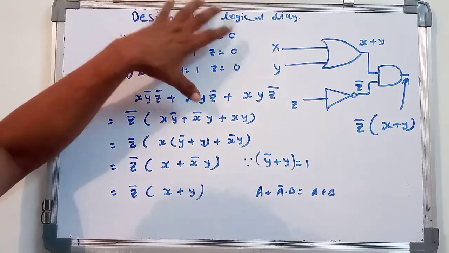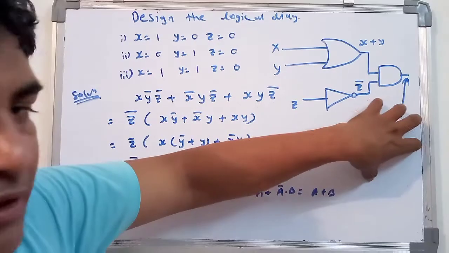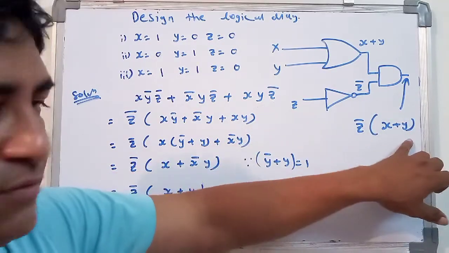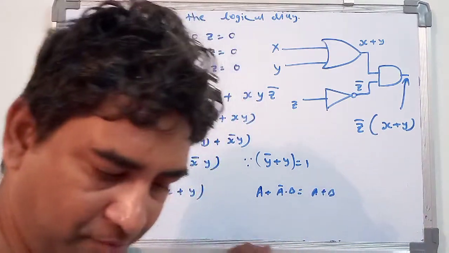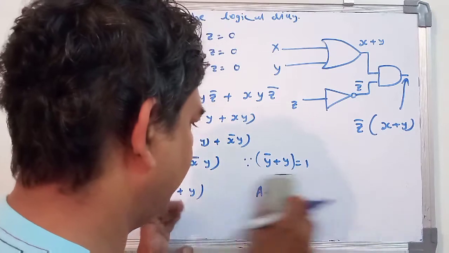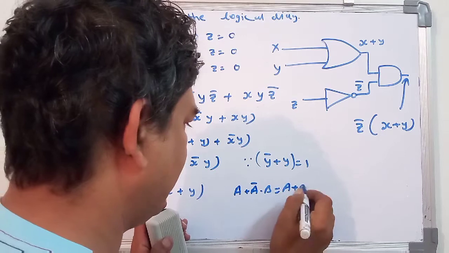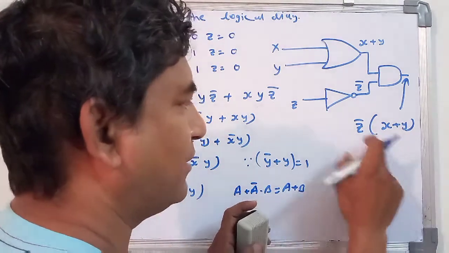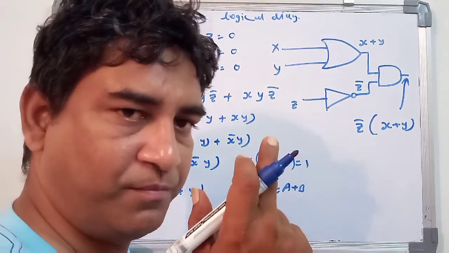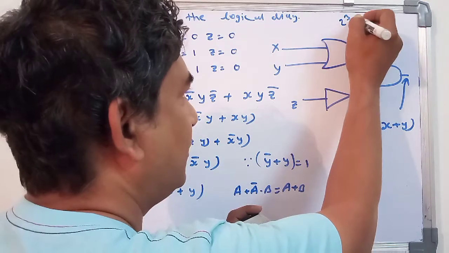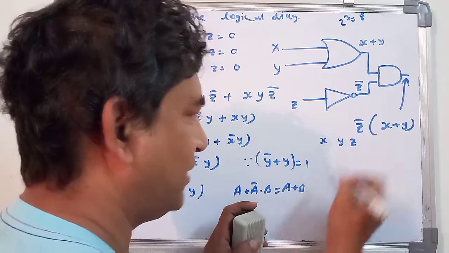Consider this problem itself. We have solved this one. We have drawn the logical diagram also, and we have got the logical equation at the output. So consider the variables. How many variables are there? There are three variables, that is x, y, and z. So according to that, 2 raised to power 3 is equal to 8 rows, since you have x, y, and z.